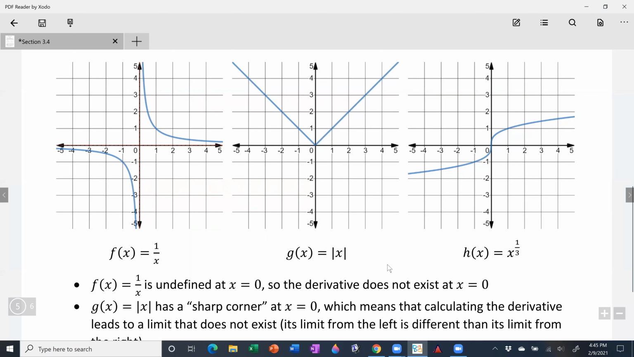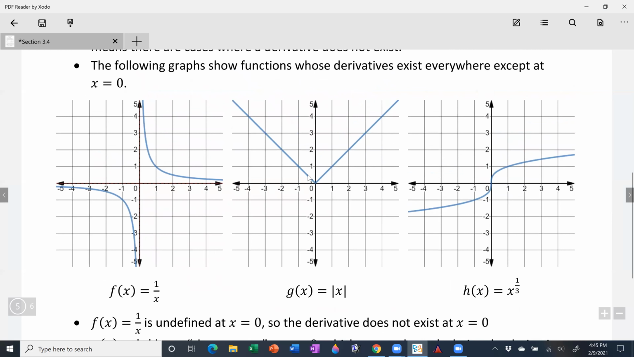For this one, g of x equals absolute value of x, it's a little bit harder to think about. The slope makes perfect sense everywhere on the left side, and it makes perfect sense everywhere on the right side. In fact, this is just like a straight line, so the slope is constant on the left and it's constant on the right.